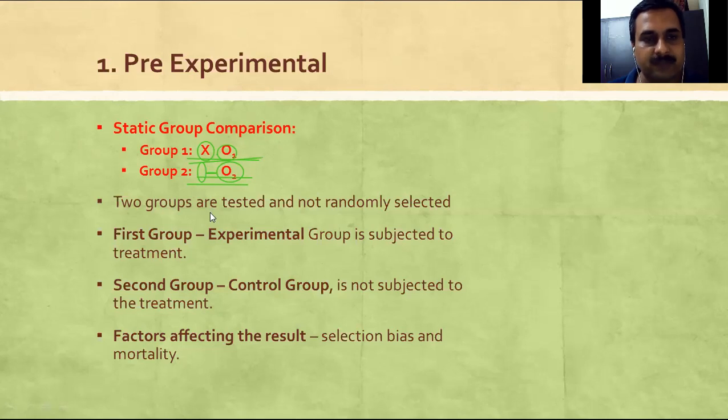Now let's move further. Two groups are tested, not randomly selected. Again here selection bias would be there because no random selection is being made. And the first group is the experimental group because exposure is given. The second group is the control group because that group is not going to be given any kind of treatment or exposure. That's why it is going to be called the control group. And factors affecting it, I have already told you, are mortality and selection bias. Selection bias means no random selection is there. So the researcher is going to select the sample on their own. So selection bias would be there, and it is not going to give you the exact picture.